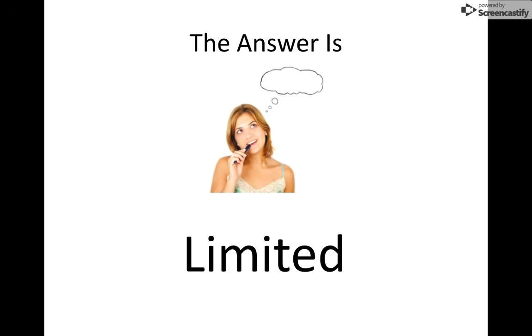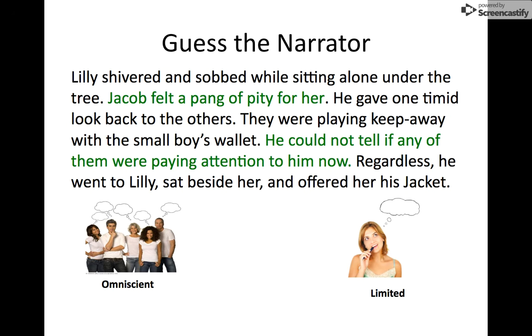The answer is limited. It's limited because it tells us, again, how Jacob is feeling. He feels pity for Lily. It does not tell us how Lily is feeling. Also, it does not tell us how the others are thinking or feeling, the ones that are playing keep away with the small boy's wallet. He says he could not tell if any of them were paying attention to him. So he does not really know what they are doing or thinking or feeling. And that is what tells us that this is limited.